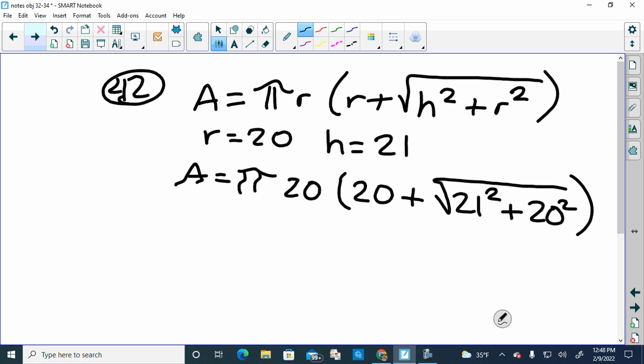So 21 times 21 is going to give you 441. This is still underneath the radical. And then 20 times 20 is going to be 400. Now you can add those. So you would get 841. I'm just making sure you guys are getting this. And now you can take the square root of 841. 29.